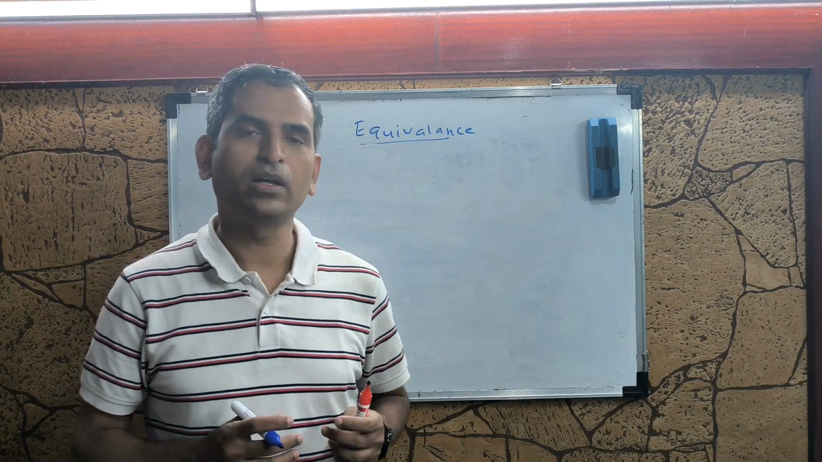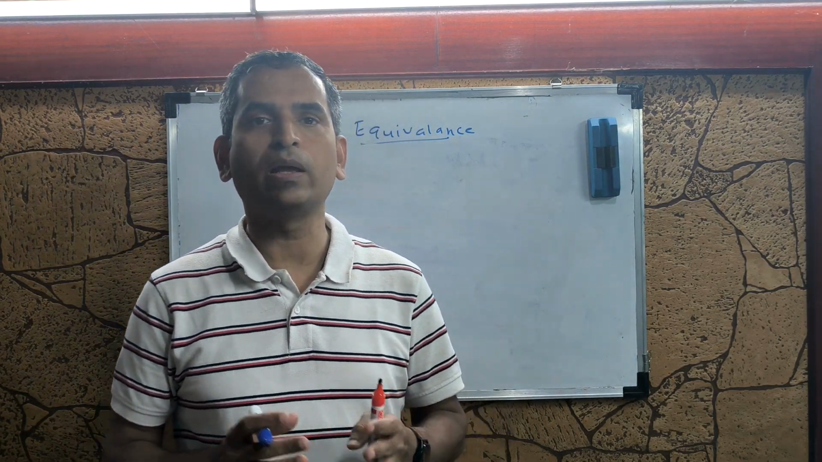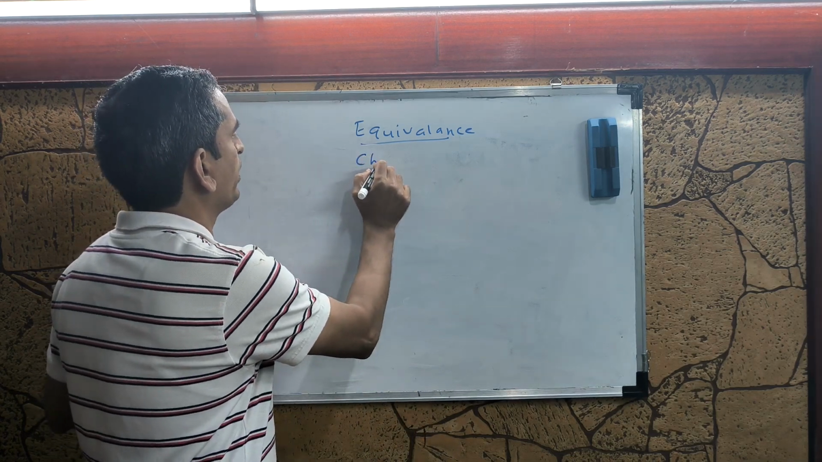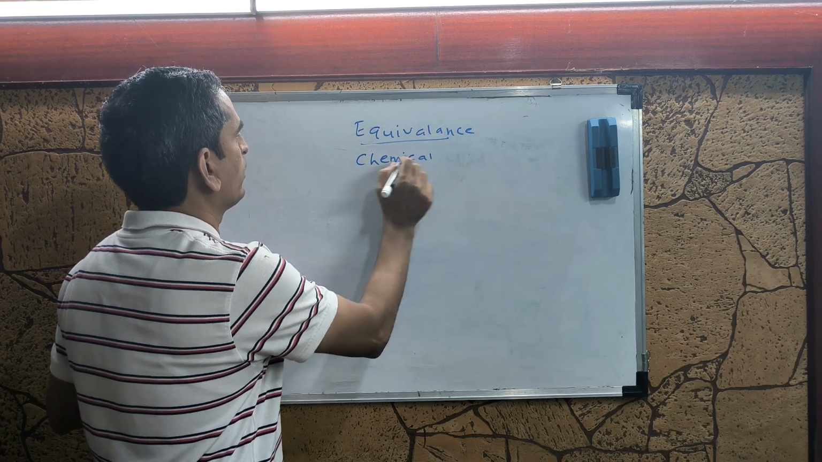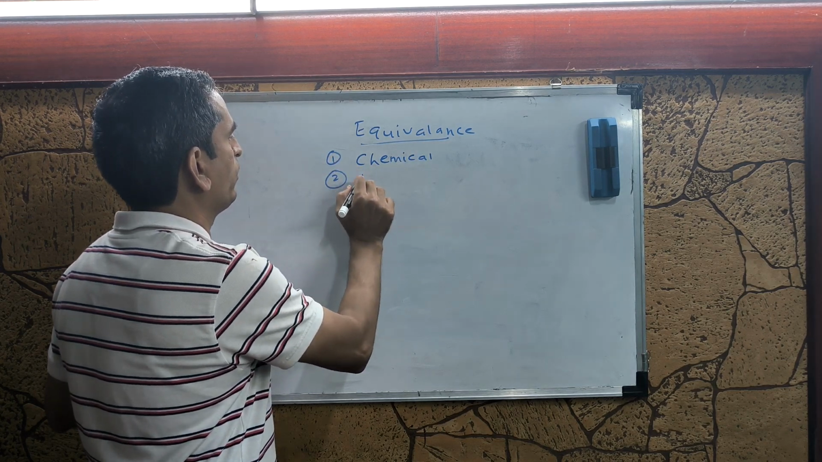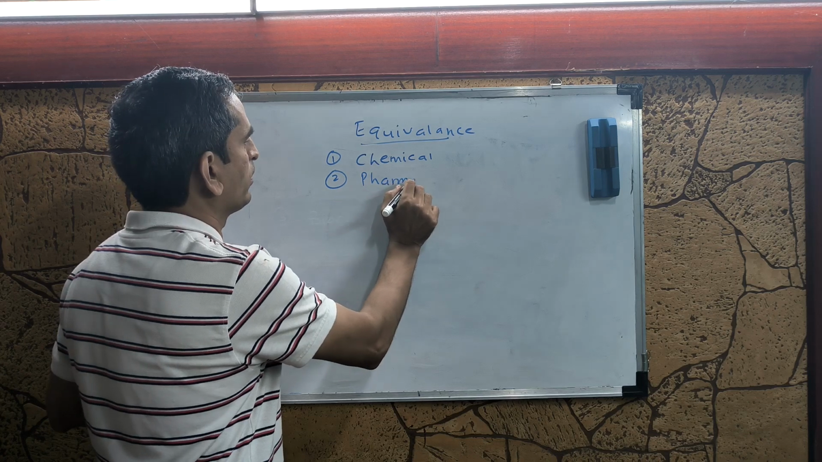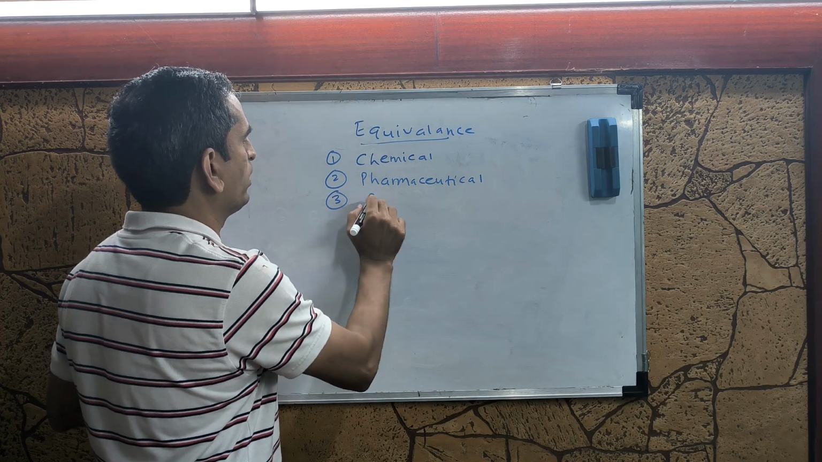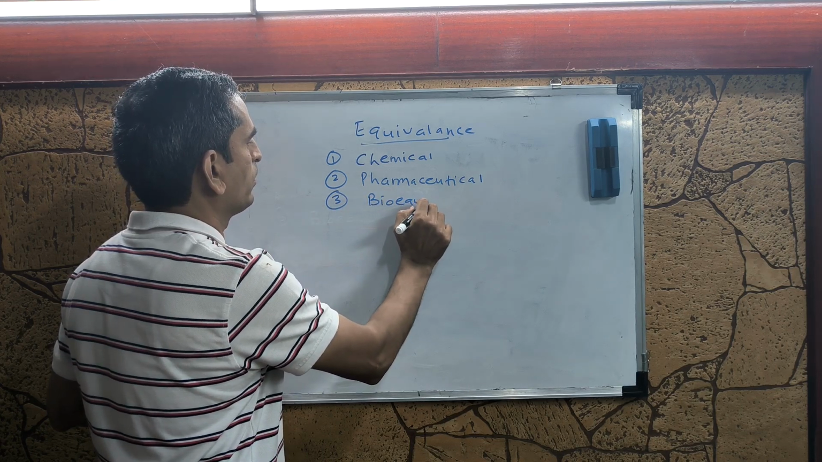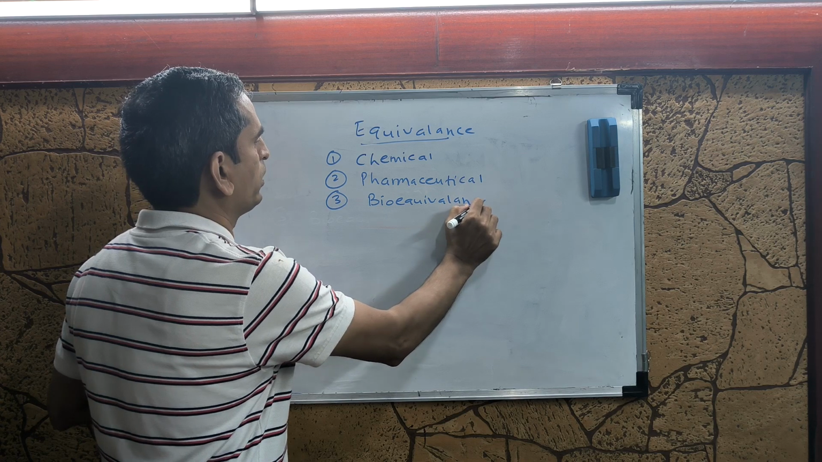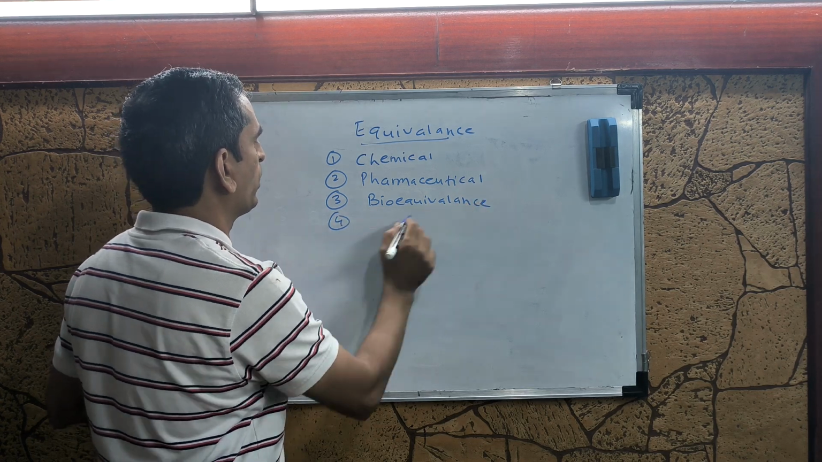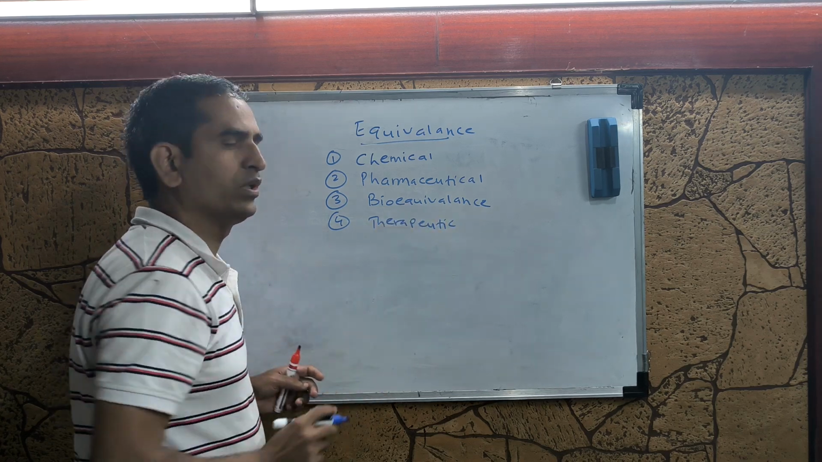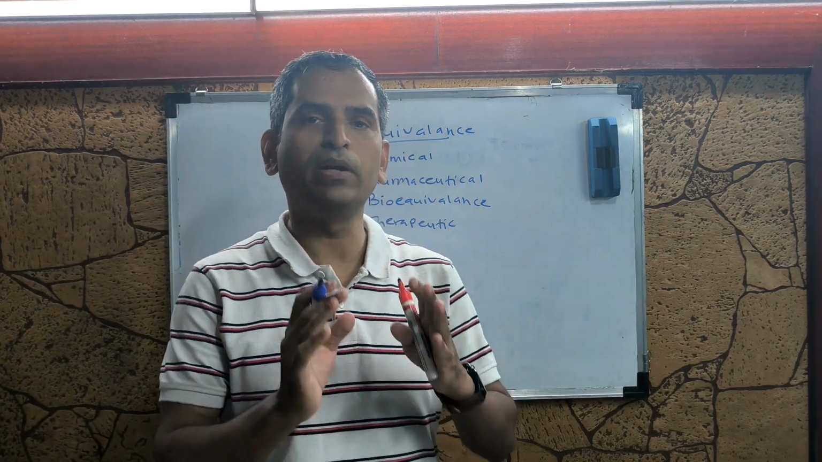So in this presentation, I'll be speaking about different types of equivalences. The first type of equivalence is called the chemical equivalence. The second is called the pharmaceutical equivalence. The third equivalence is bioequivalence. And the fourth is called the therapeutic equivalence. So these are the four types of equivalences of a medication.